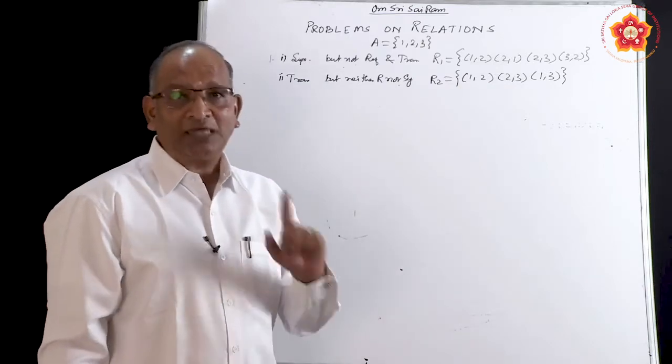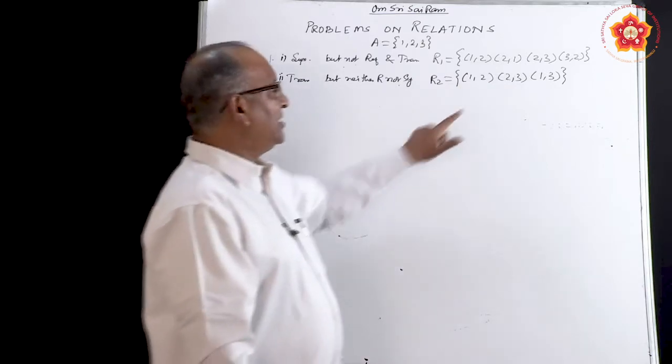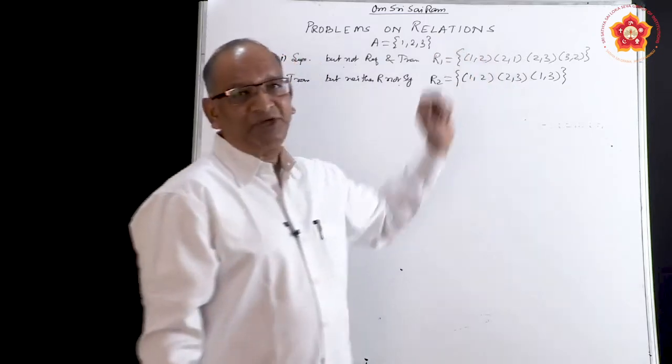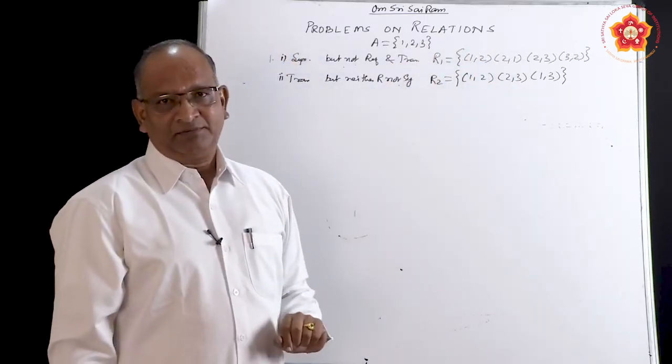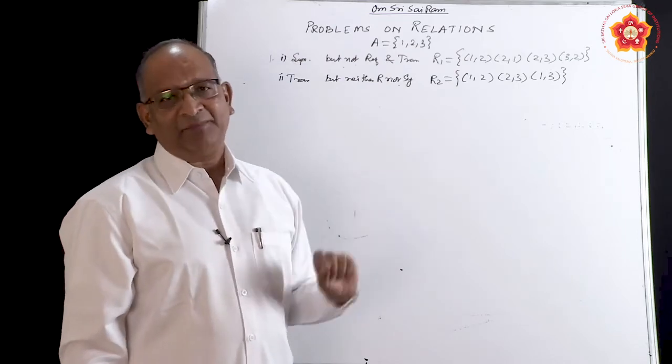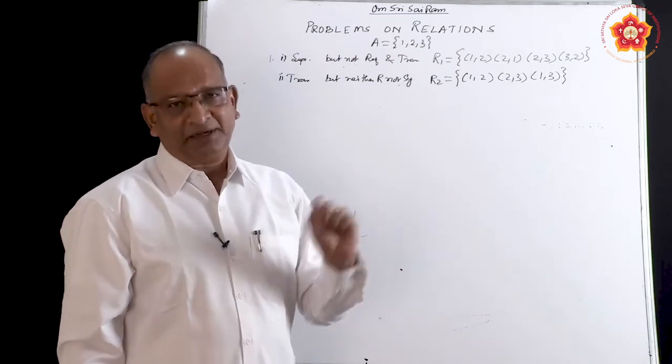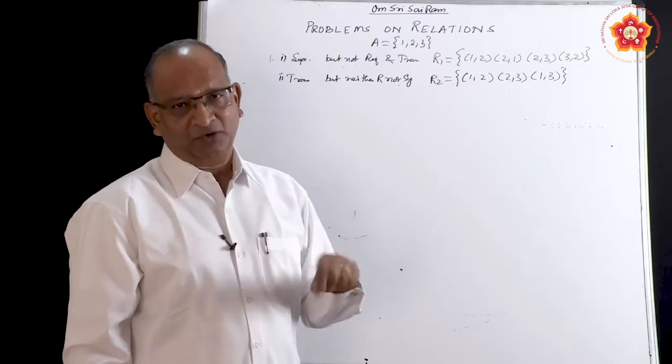It is also not symmetric. Why is it not symmetric? We have (2,3), but we don't have (3,2). We have (1,2), but we don't have (2,1). So this is an example of a transitive relation but not reflexive and not symmetric. Go to the next one.